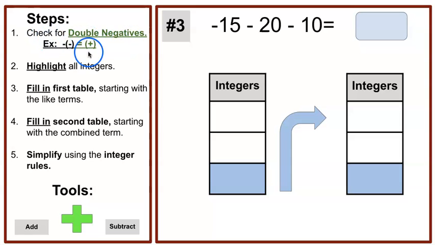Check for double negatives. And here's an example of a double negative. We're going to scan our problem. We see a lot of negatives, but we do not see a double negative. So we do not have to use the giant plus.